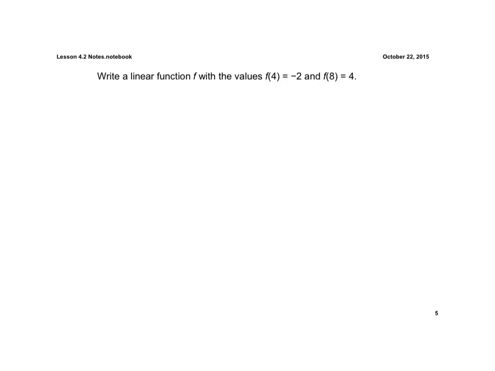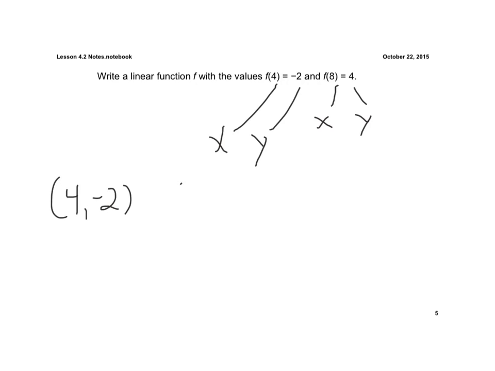So now it says write a linear function f with the values f of 4 equals negative 2 and f of 8 equals 4. Now if you recall, when it's written as f of 4 equals negative 2, this is my x value and this is my y value. So that's just the ordered pair (4, -2). And then this ordered pair, this again is my x, this is my y. That's the ordered pair (8, 4).